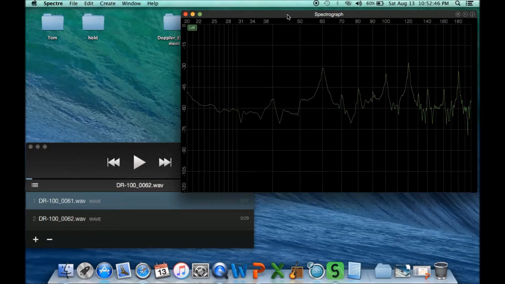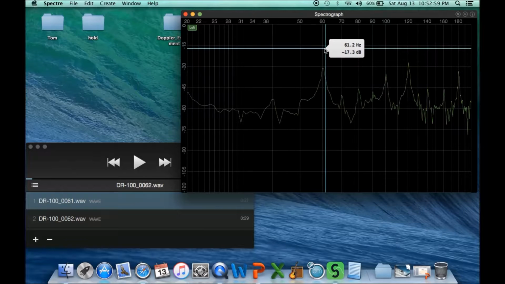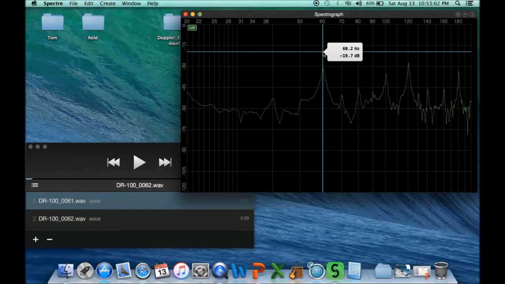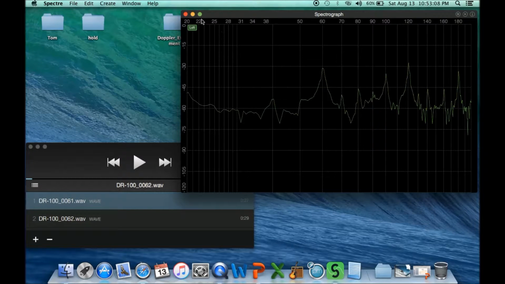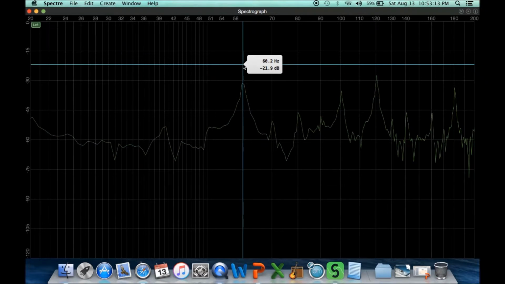Okay. So what I was saying before is you see several spikes here. This first one is the fundamental. This is the lowest major tone that we have, right? If I look at the frequency of that, looking at about 60.2 hertz. I'm going to blow this up a little bit. Actually right at about 60 hertz.